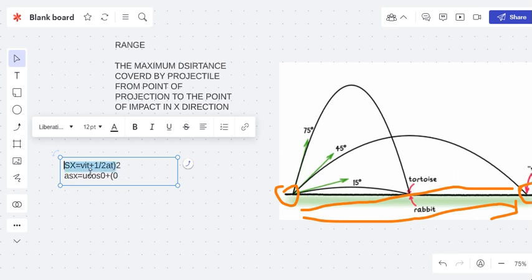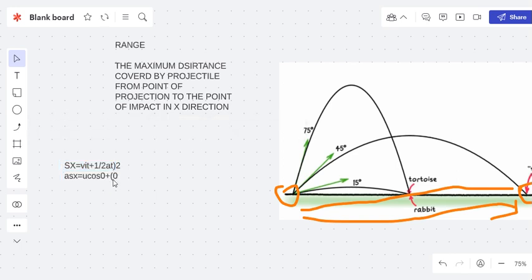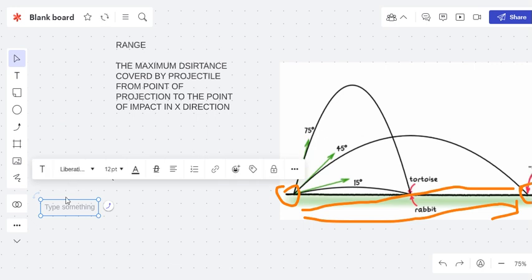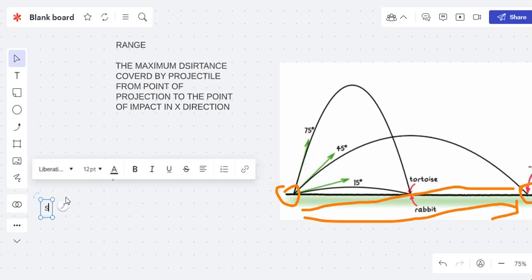So we know that this complete factor will be 0. This Vi t factor will be 0. So this equation will be something like this, right? So Sx is equal to, instead of Sx we can write range. Range is equal to, what can we write here? Sx, that is range, is equal to u cos theta t.